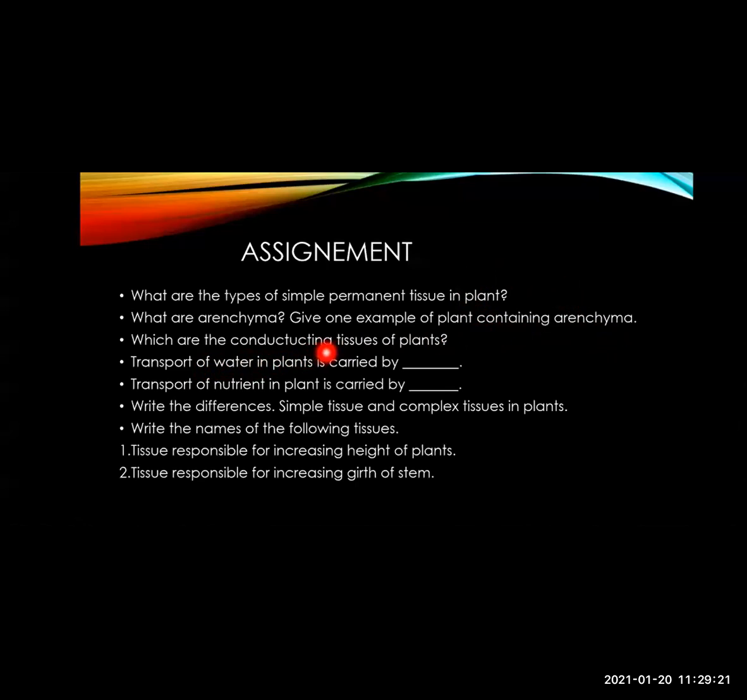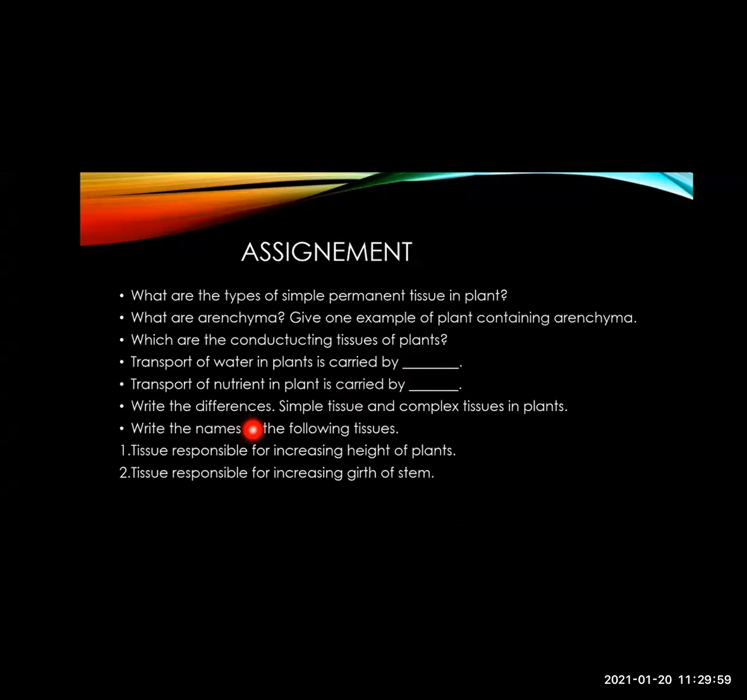Which are the conducting tissues of the plant? Xylem and phloem. Remember the complex permanent tissues. Xylem and phloem are the conducting tissues of the plant. Transport of water in a plant is carried by, just now I discussed with you, water is carried by xylem. Transport of nutrients in a plant is carried by phloem. So here you will write xylem, here you will write phloem.